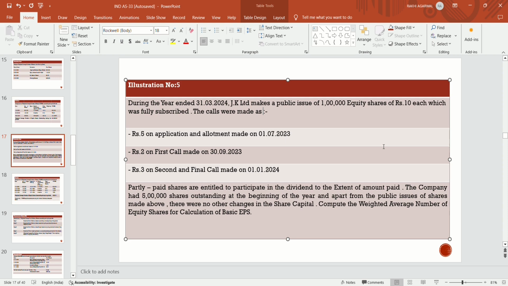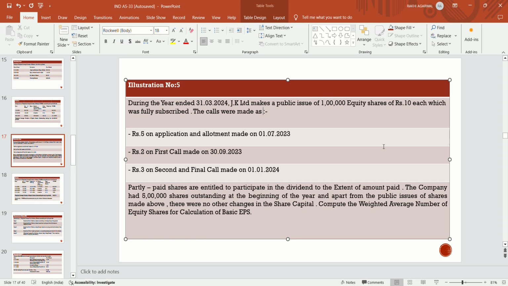It means if you had paid rupees 5 on 1 lakh shares, it becomes 50,000 shares fully paid, not 1 lakh, because you had paid 5 rupees. So on 1 lakh equity shares, 50,000 shares become fully paid shares. Partly paid shares are entitled to participate to the extent of amount they paid. Means if they paid 5 rupees, they will be entitled to a dividend in the proportion of rupees 5 only.